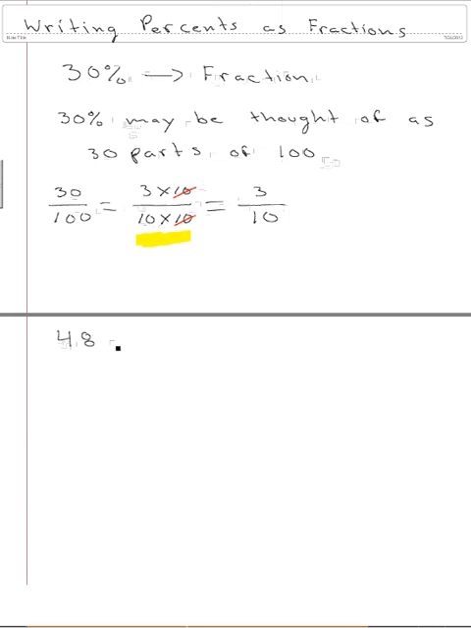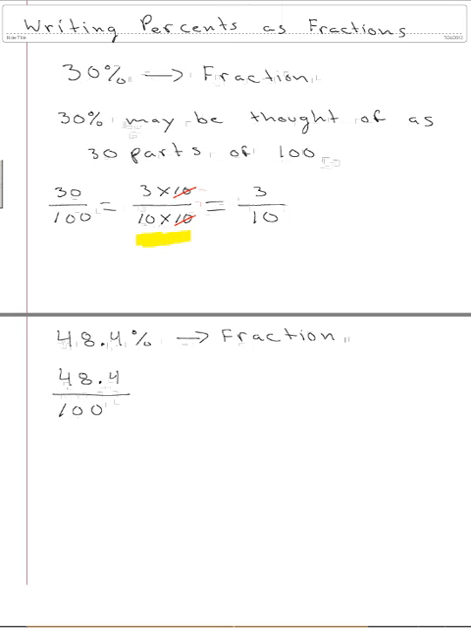Suppose I have 48.4%, and I wish to write that as a fraction. Well, just as we did with the previous example, I would drop the percent sign and write the number over 100. So 48.4%, if I drop the percent sign, would become 48.4, and I would write that number over 100.